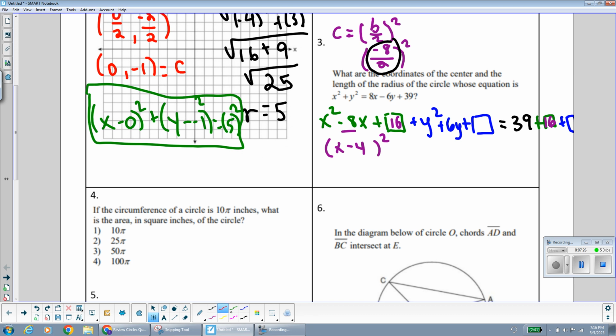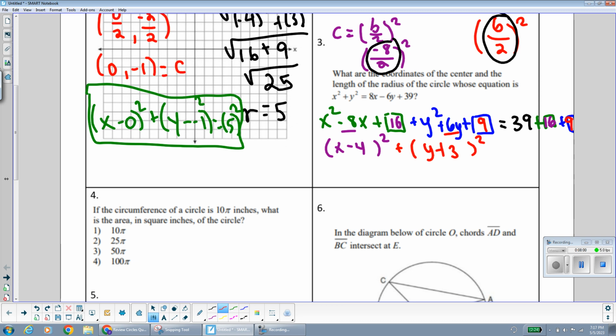Let's do the same thing for the y coordinates. 6 is our b coefficient. So that would be 6 over 2 squared. Just like with the x coordinates, this is going to factor to something repeated twice because we completed the square. And it's going to be what our b over 2 is before we square it. So here, 6 over 2 is going to be positive 3. And 3 squared is just 9.